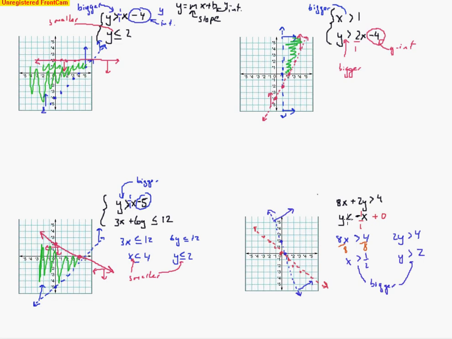It's y is less. Less means smaller. So we need smaller y's is what it's saying. So smaller y's are down in this direction. Well, where do the arrows agree? Well, I see they agree right in this region here. And that's where we'd end up shading.